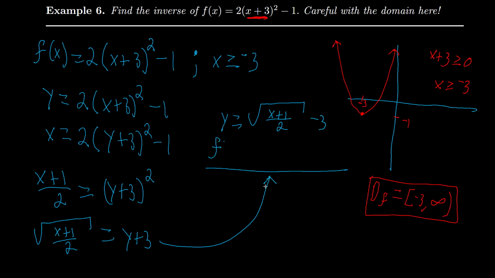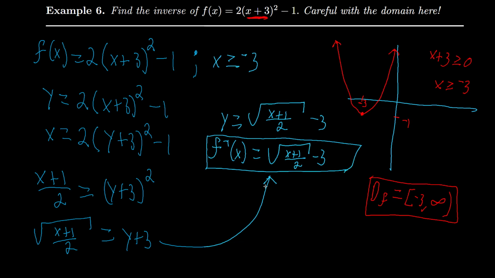So finally, we can end with f inverse of x equals that. The square root of (x plus 1) over 2, minus 3. And that's it. Specifically this. Okay? And that's everything. That's everything that you need to know.